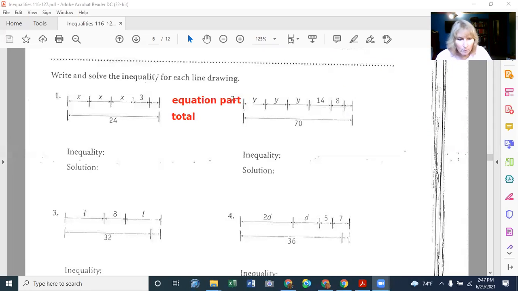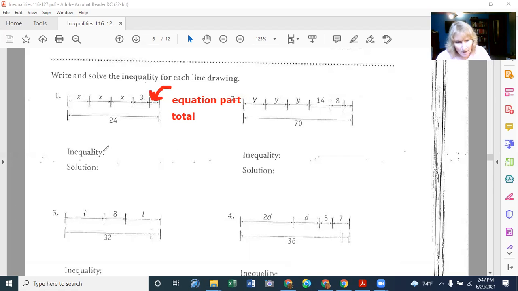Okay. So they want us to write an inequality for what's pictured here. Well, we know the total is 24. And since it's an inequality, it's either going to be less than or greater than 24. So we have to look at the top. And we see that we have this little piece in here that's not identified. We don't know what that is.